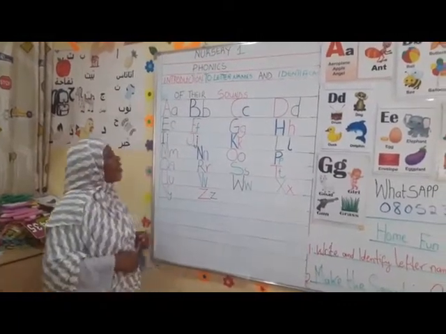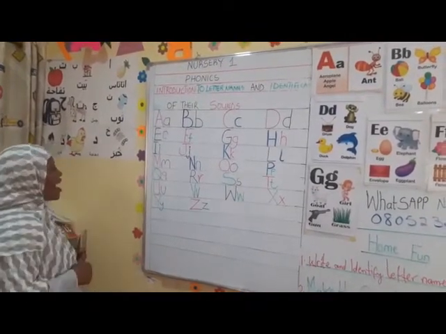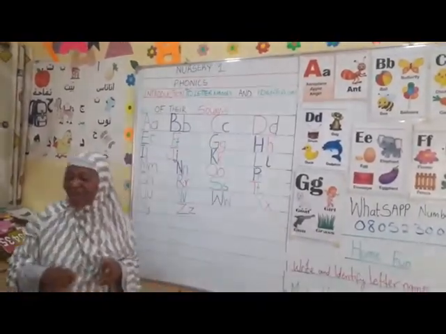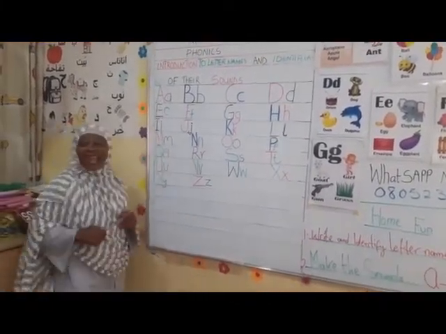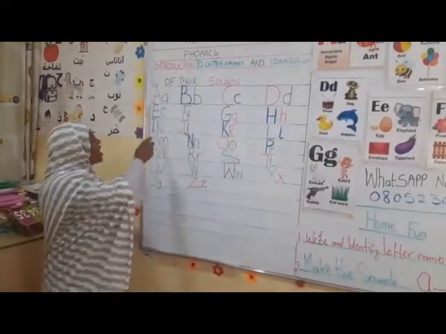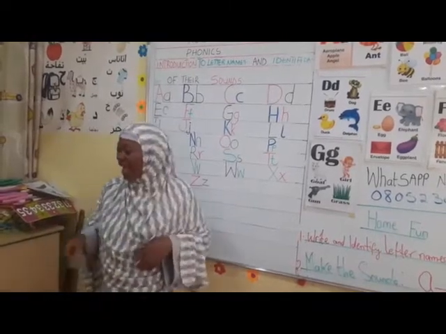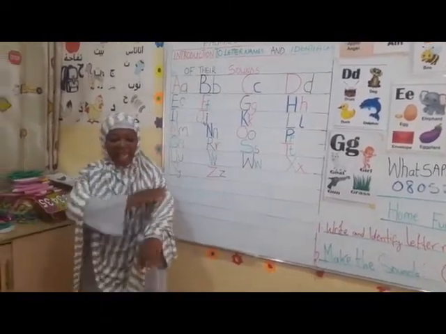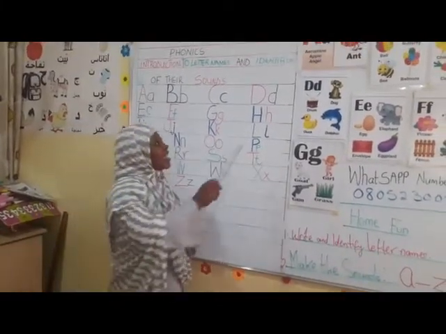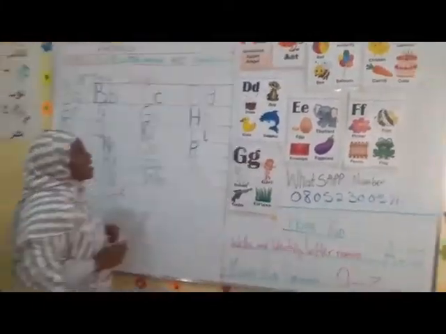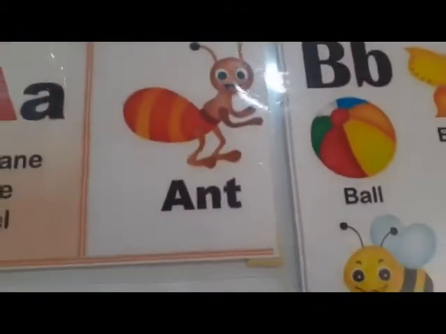Great. Good of you. Okay, let's go to the letter names and their sounds. Are you ready for auntie? The first letter name is what? Letter A. Can you all repeat after me? Letter A. Good. What is the sound of letter A? It sounds as in ant, as in ant, as in apple, as in apple.